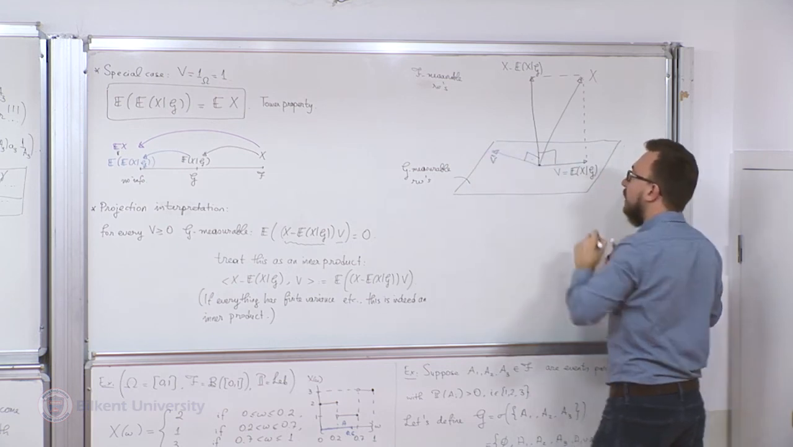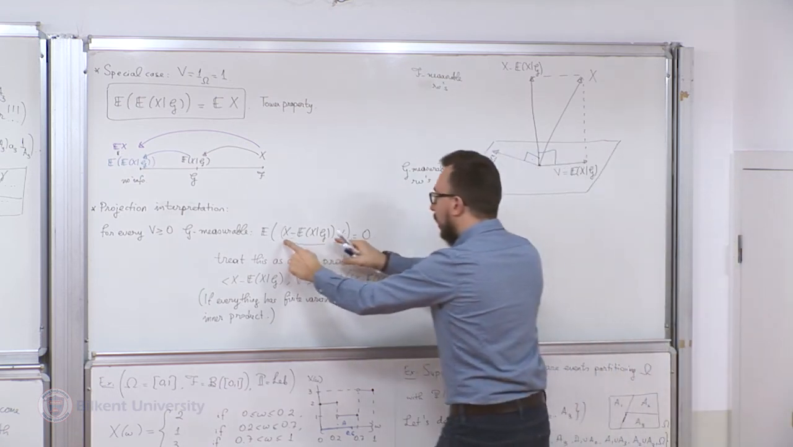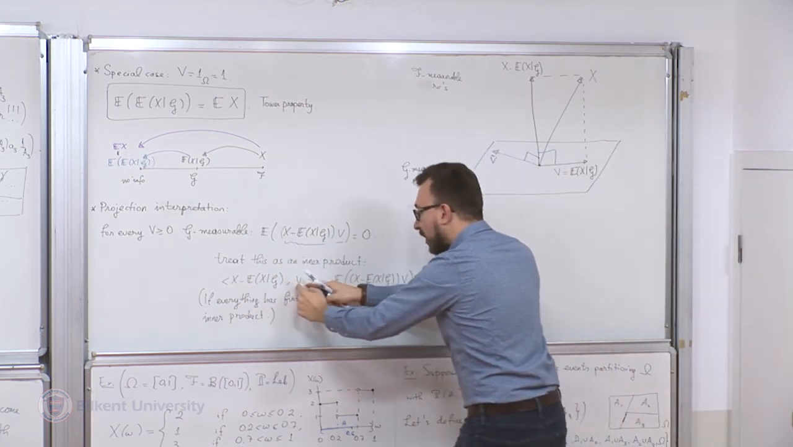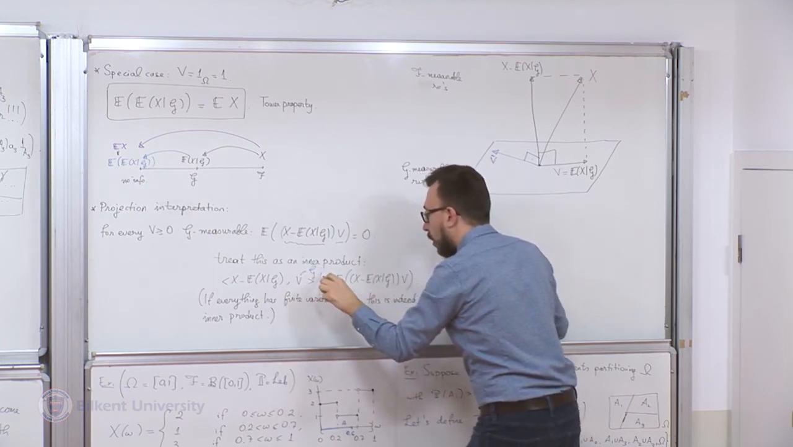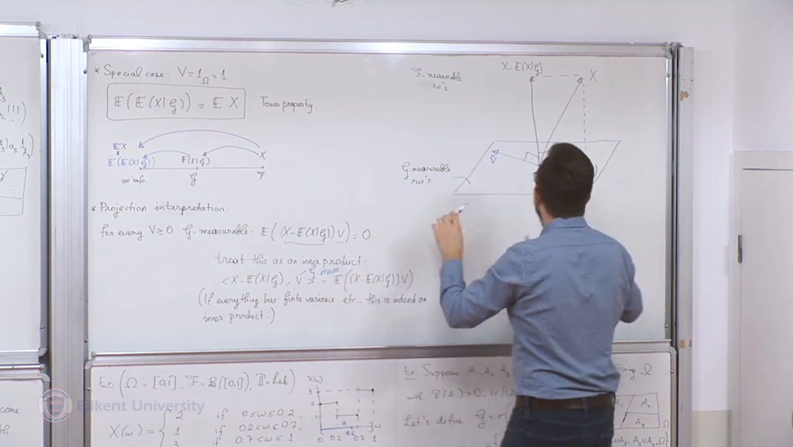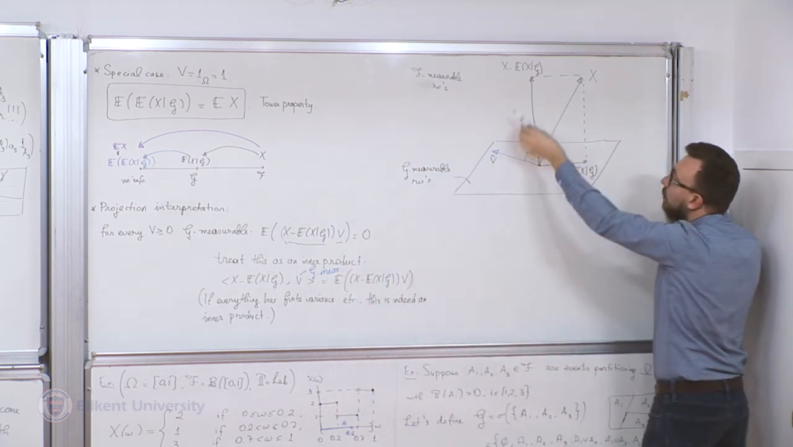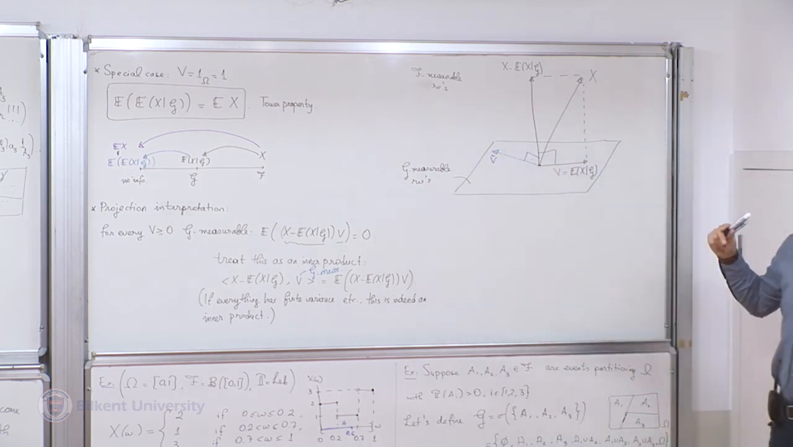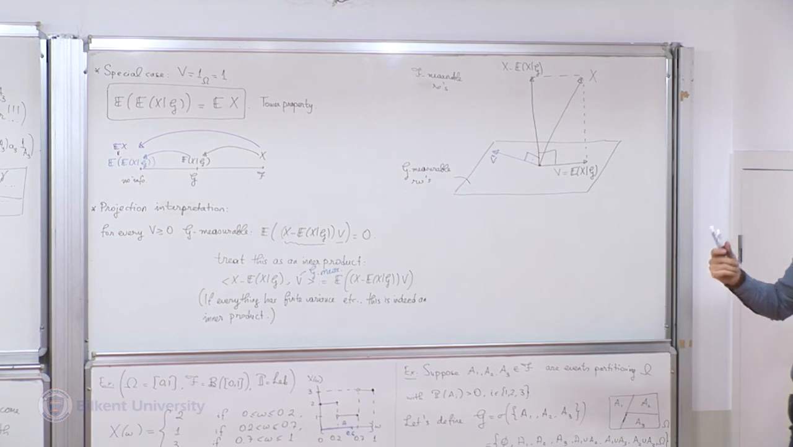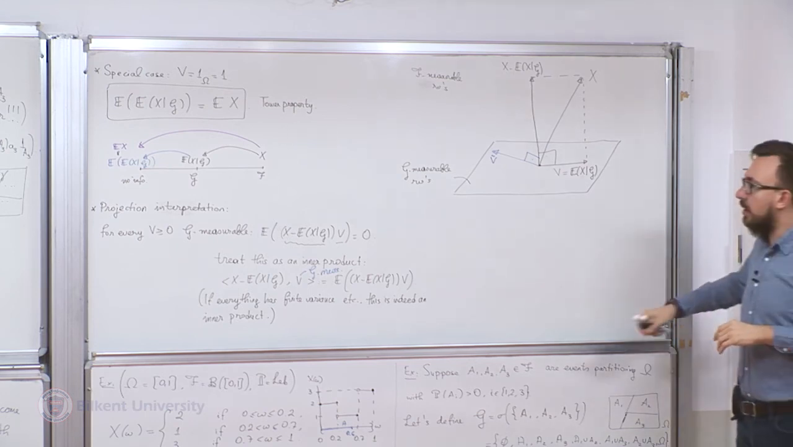We still have this, because the inner product of this with any g measurable thing, so remember this is g measurable, is orthogonal to this whole plane. Okay? Of course, this is just an interpretation. Things are not finite dimensional here. These are just random variables on infinite probability spaces in general, but just as an interpretation.